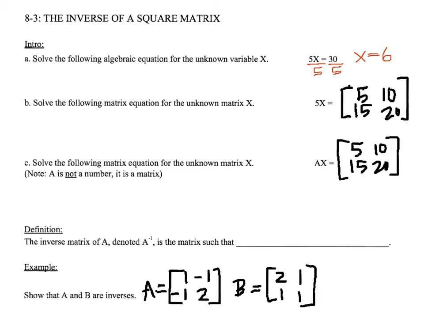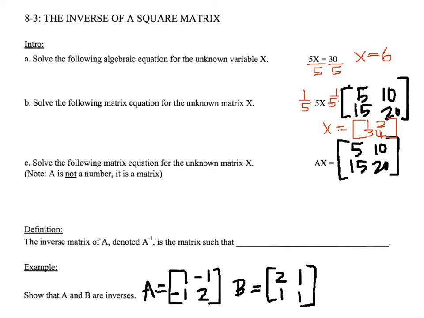And what you'll notice is originally we're multiplying 5 times x. So I do the inverse operation, dividing by 5, in order to solve. Okay, well now I give you in part B a matrix equation. And so I give you 5 times a matrix X equals another matrix. Well, since we can't divide in a matrix, I'm going to multiply by 1/5 on both sides so that I can solve this. And again, multiplying by 1/5 is the same thing as dividing by 5. So it's the inverse operation. And when I do that, I get this matrix that's 1, 2, 3, and 4 for matrix X.